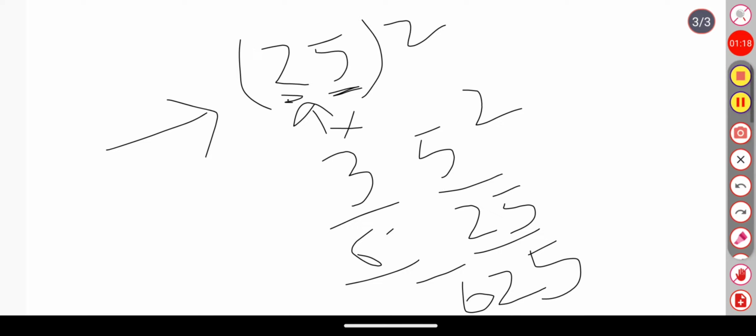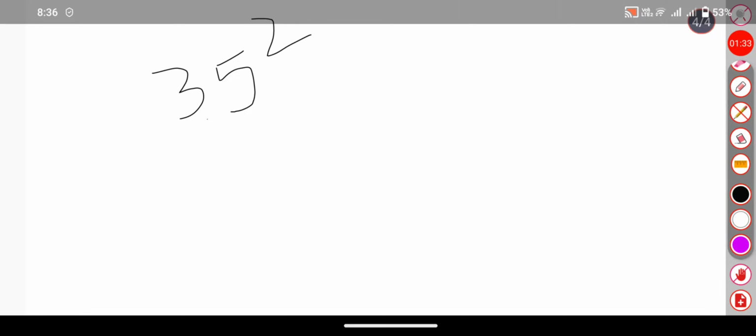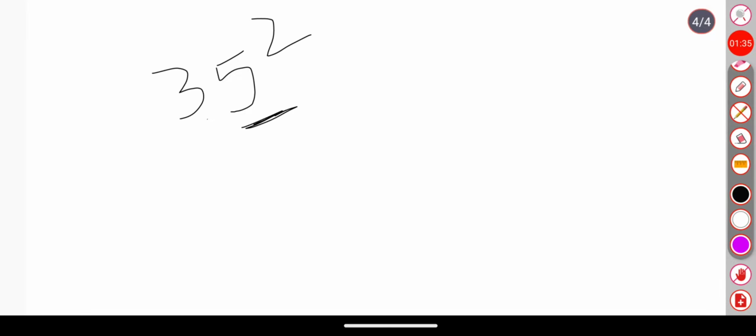Okay, now we'll take one more example. Like we have 35. We'll take an example of 35. Okay, in 35 square, how to do it? You first need to find the square of this number. So 5 square is nothing but what? 25.